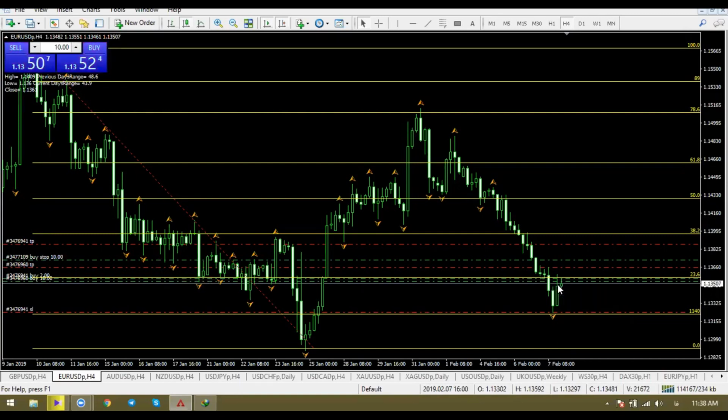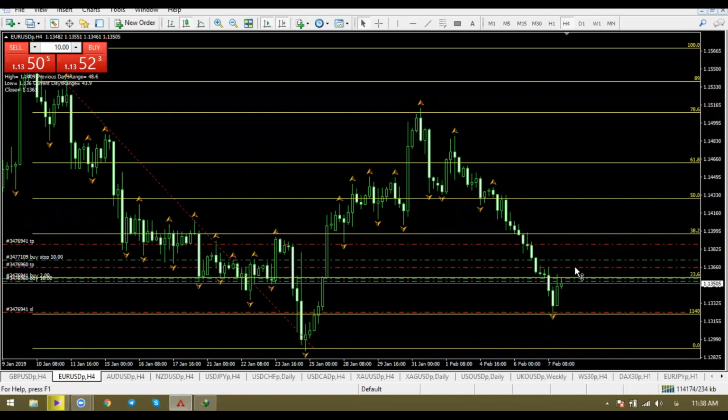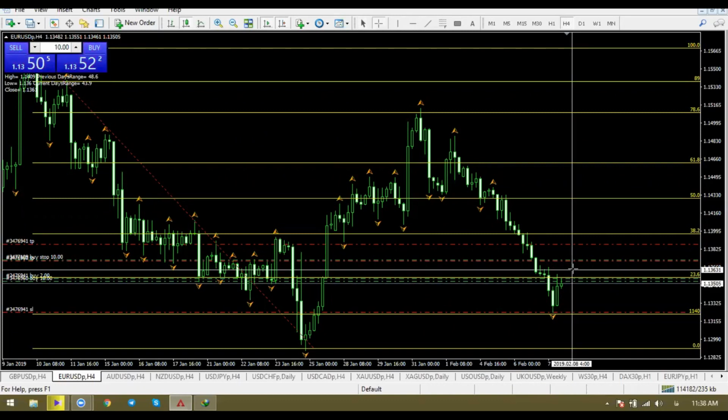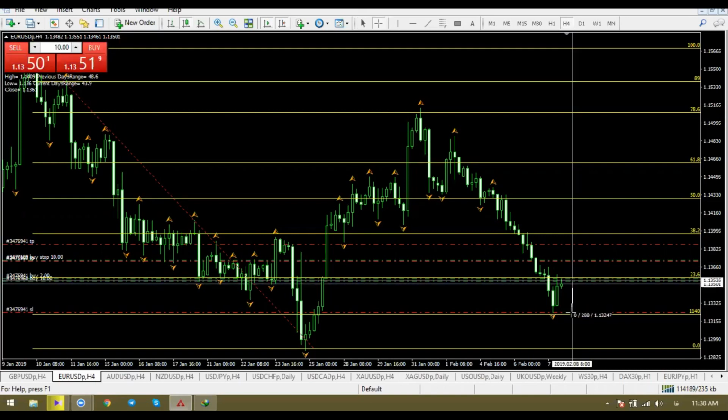But now I have put my buy here and I put my stop loss here. What's my first take profit? Here. The first take profit is here. The distance isn't shorter than this one. How many pips is this? 16. How many is this? 30. It's exactly 2 times more than this.